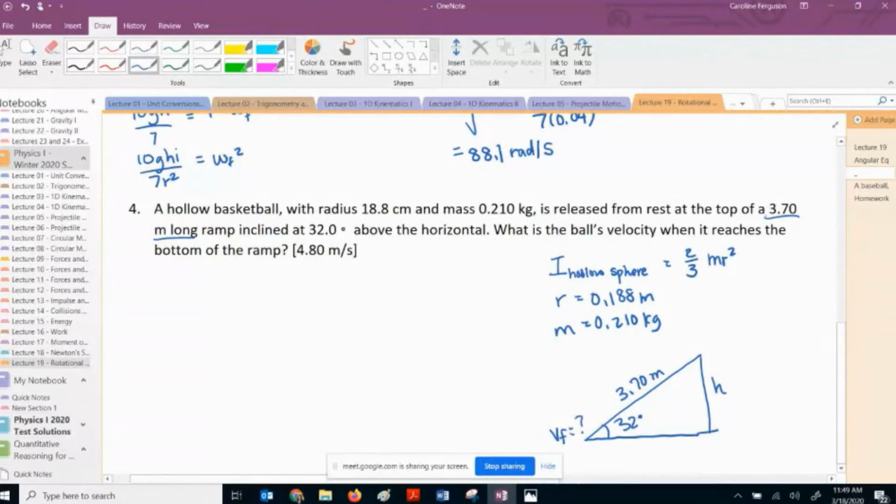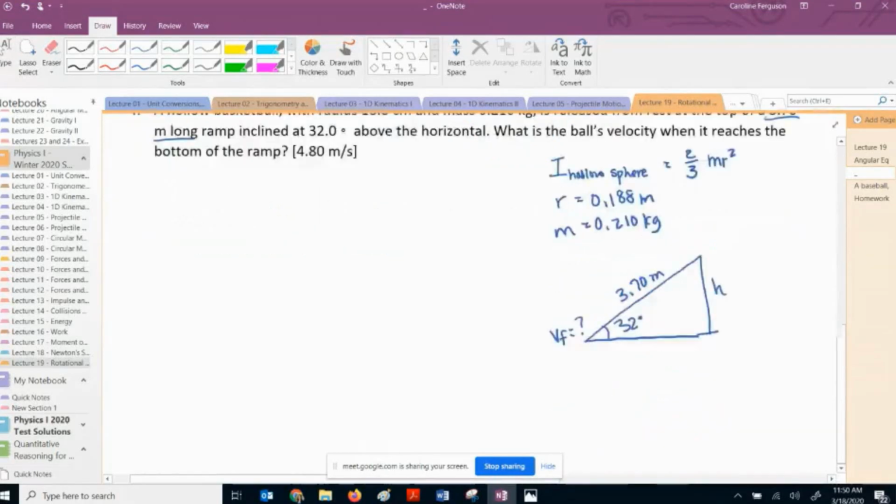Okay, so go ahead and do this question. It's the same thing. You're just using a hollow sphere moment of inertia rather than a disk or a solid sphere. They're all really similar to each other. Then you just have to be careful with whether the question's giving you the length of the ramp or the height of the ramp. So you can go ahead and do this question.